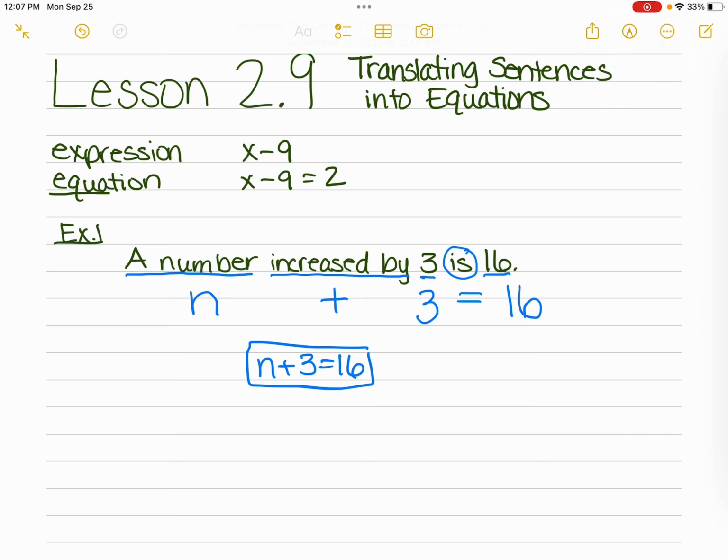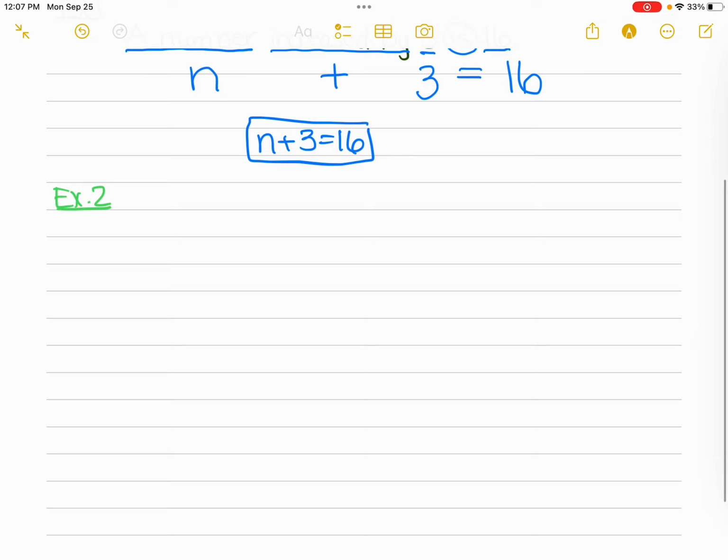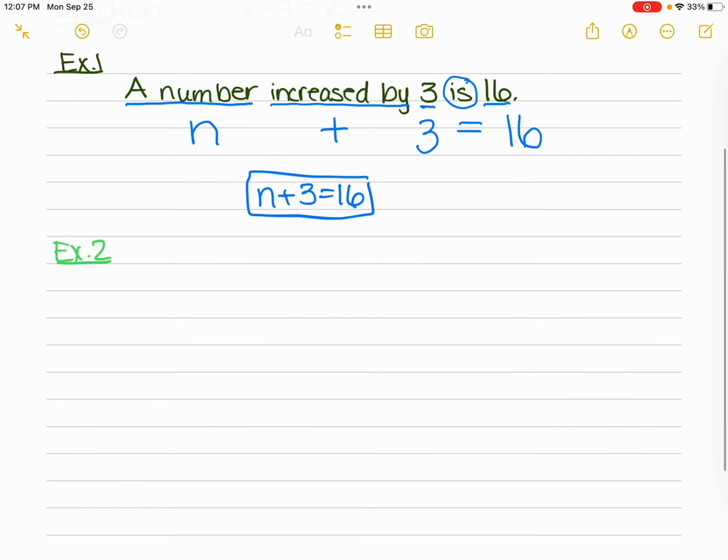Next, we're going to go on to example 2. Is is probably the most often word you'll see for equals. You might also see the word equals. You might say results in. There's a few other things, but for the most part, everything says is for that.